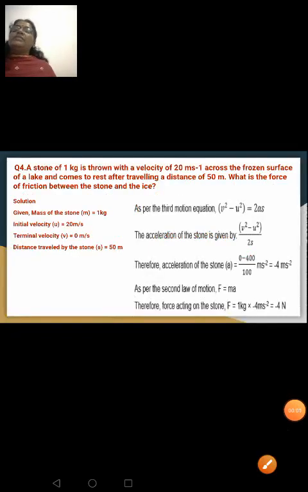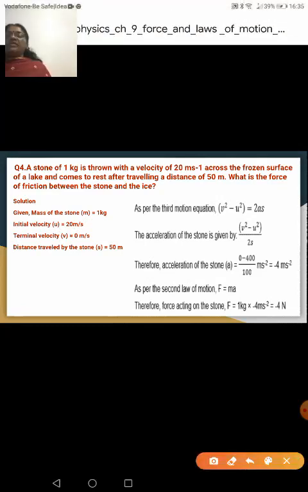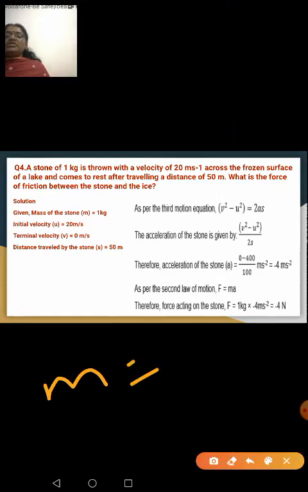Okay, look at the next sum now. A stone of 1 kg is thrown with a velocity of 20 meter per second across the frozen surface of a lake and comes to rest after travelling a distance of 50 meter. What is the force of friction between the stone and the ice? So what are the terms given here? Mass of the stone, which is 1 kg. It is initially travelling with a velocity of 20 meter per second.